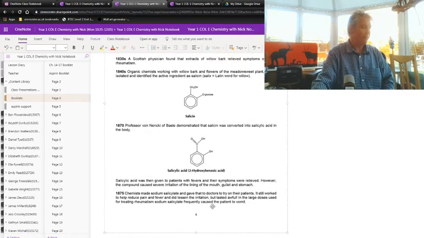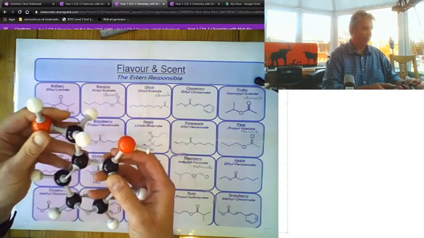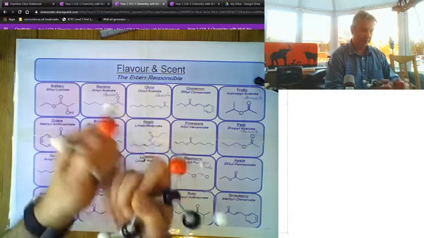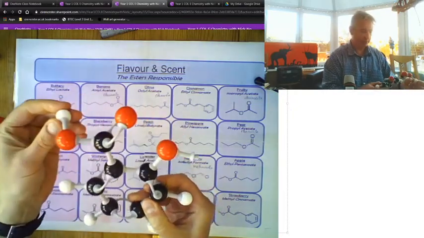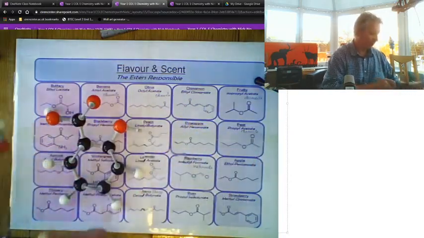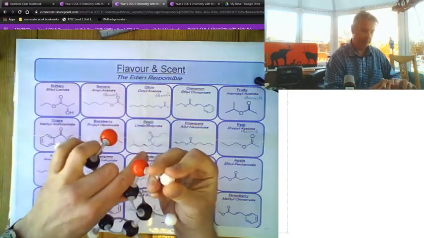So what they did was they made sodium salicylate. Let's actually have a look at, let's get salicylic acid up first of all. There we go. So here's my molecule here. So salicylic acid, we've oxidized this alcohol part here, so we've turned that into a carboxylic acid, and we have taken glucose off and put a hydrogen on here.